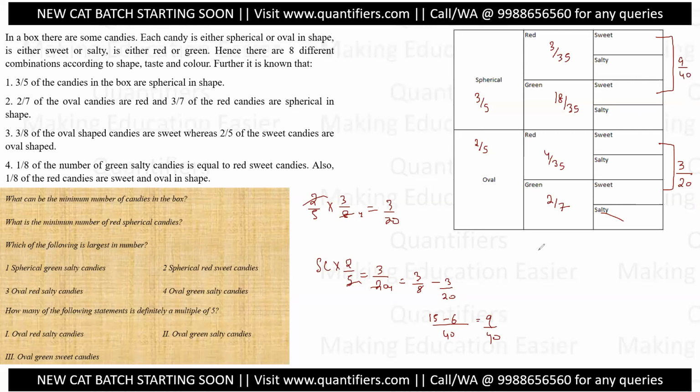1/8 of the red candies are sweet and oval in shape. How many are red? Red are 1 by 5. इसकी जो 1/8 है, 1/8 of the red candies are sweet and oval. Right, red. So that is equal to 1 by 40. So this part is equal to 1 by 40. If this part is 1 by 40, this part would be 3 by 20 minus 1 by 40. That is 5 by 40. That is 1 by 8. All right, that is 1 by 8.